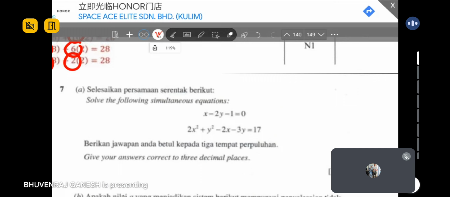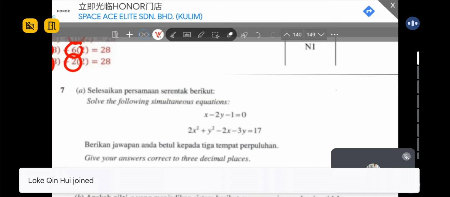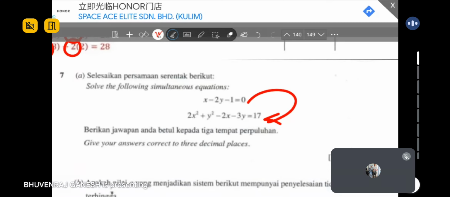All right. So they ask you to solve this equation. Okay, very basic lah. Sangat senang. Okay, I don't want to ask you. I want to ask you all to do also. Okay, very simple. So first step, you just substitute the linear inside non-linear. Ganti linear dalam bukan linear.